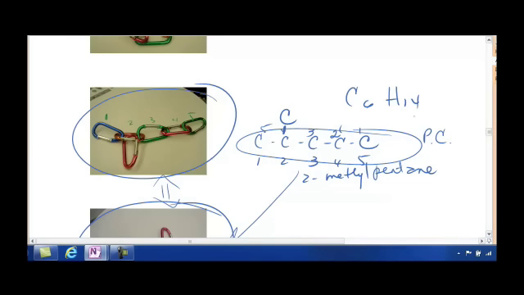And I said if you don't change the skeleton, if you have nothing but single bonds, they'll all be isomers, as long as you don't change the number of carbons. You can't change the number of links in there, or the number of carbons, really.